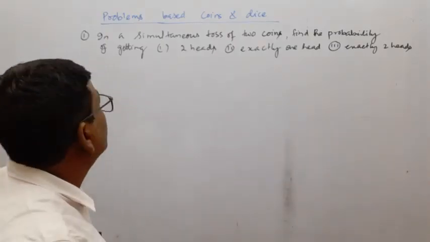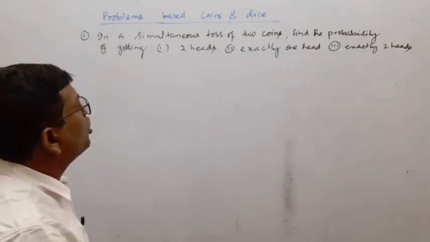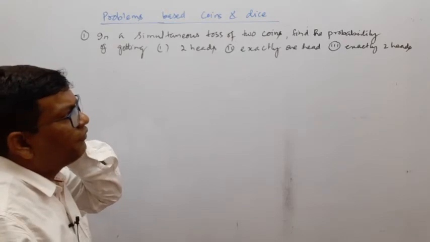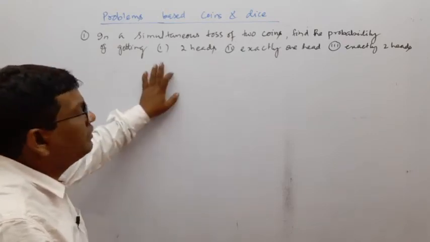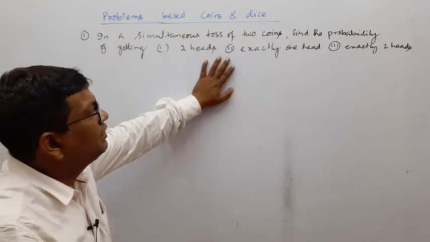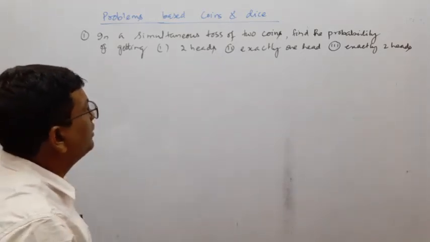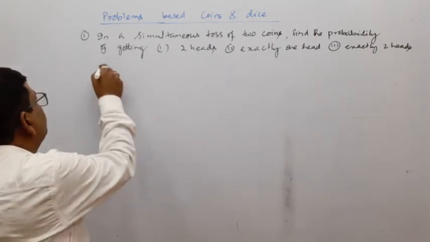Problem based on coins and dice. In a simultaneous toss of two coins, find the probability of getting first part 2 heads, exactly 1 head, exactly 2 heads. Okay, so solution.